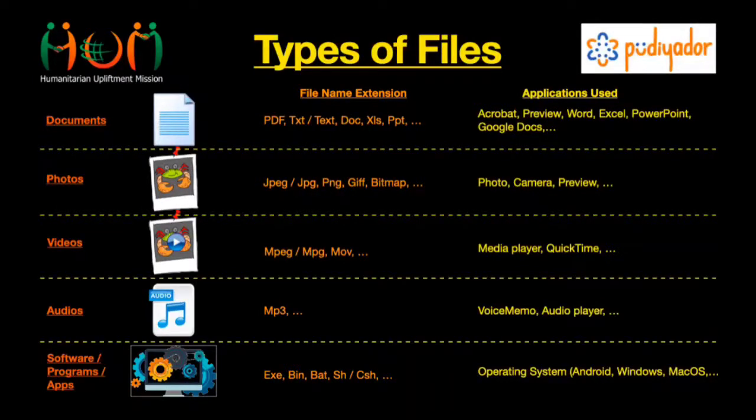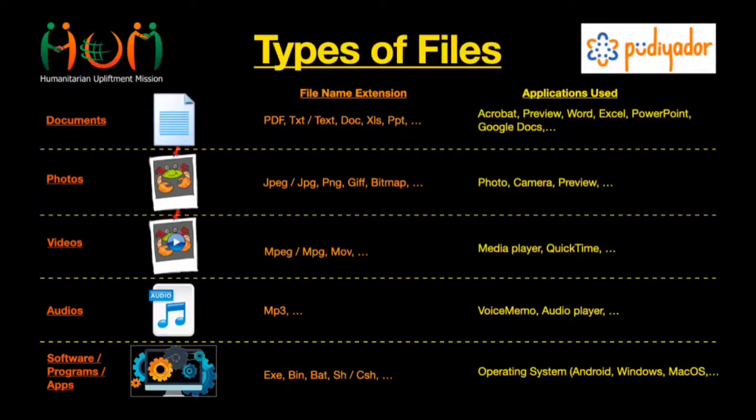Then photos can have different kinds of file name extensions. They can be .jpeg, .jpg, .gif. Bitmaps will be .bit. There are other kinds of photo formats also. Then videos can have a few different kinds of formats, MPEG, MPG, .mov, .mpg, .mpeg. Audio files can have different extensions, .mp3, which is a very popular standard. Then executable software applications are .exe on Windows, .bin on Unix, Linux, .bat, batch file, on Windows, .sh, .csh, on Linux and Unix computers.